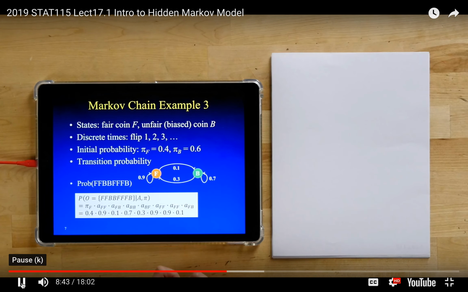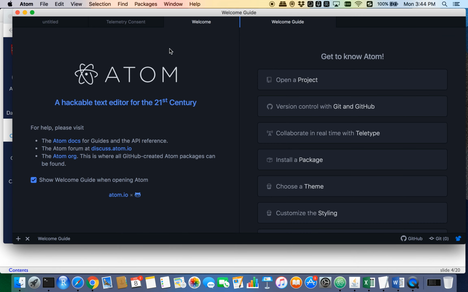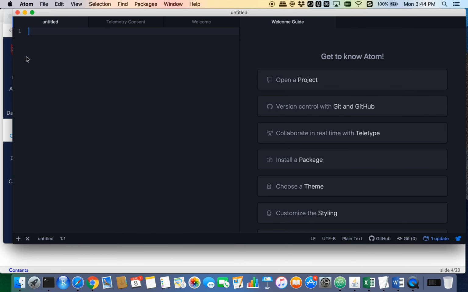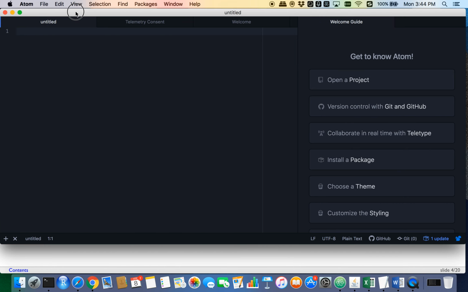The third example is, so until this part, Shirley has already introduced the first object about the hidden Markov model, which was introduced in the Markov chain. Sorry, I don't have a whiteboard here, so I can just type it in my text editor.